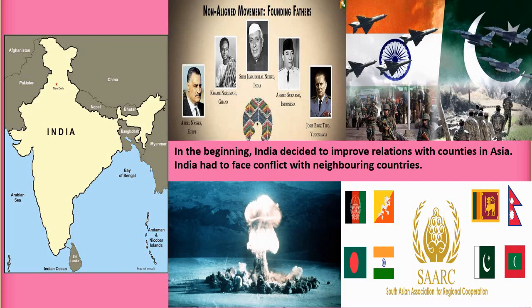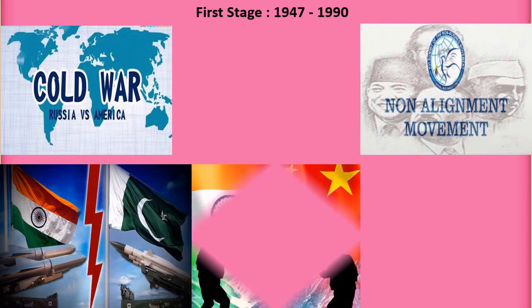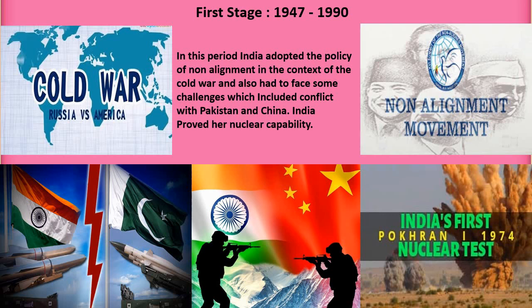India initiated a dialogue to improve relations with China. And now India also started interaction with America for cooperation in the field of security. So students, this is the early phase of India's foreign policy. Now we move towards the first stage of India's foreign policy.